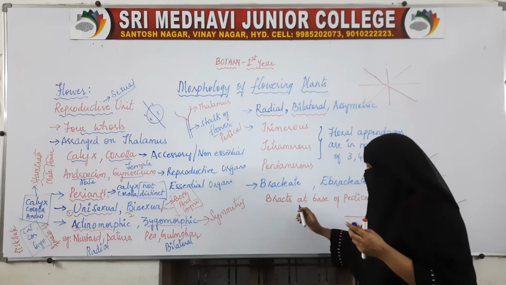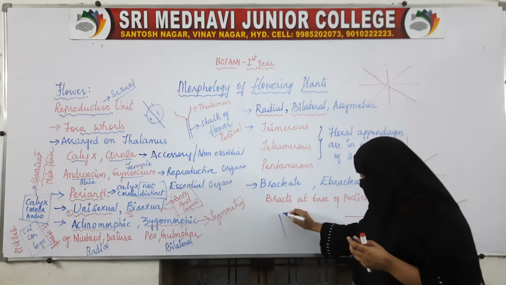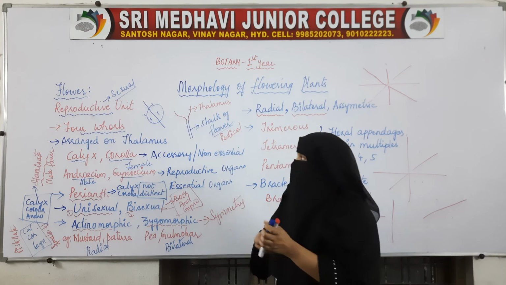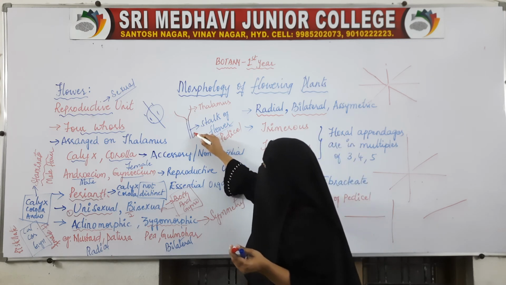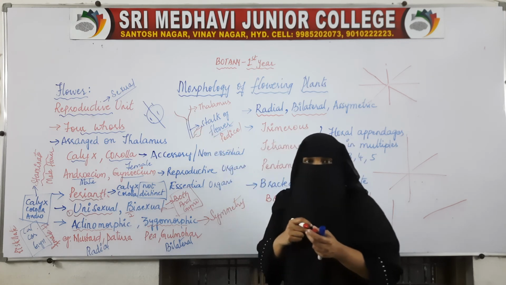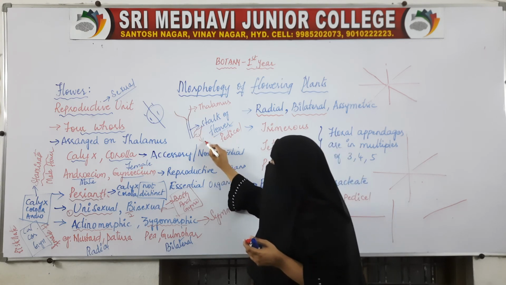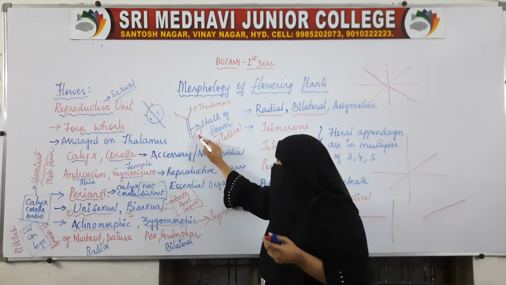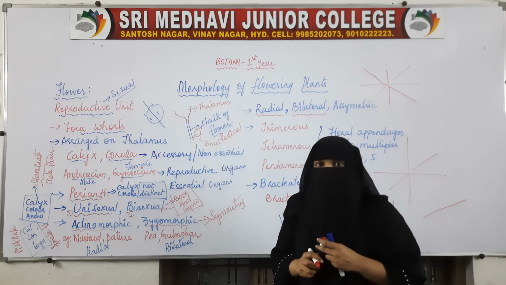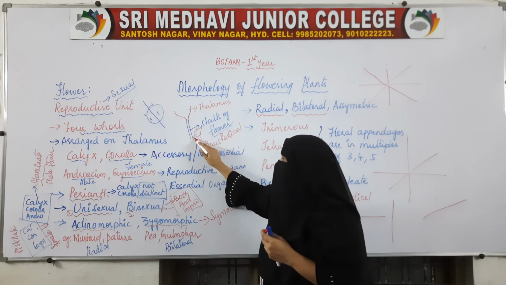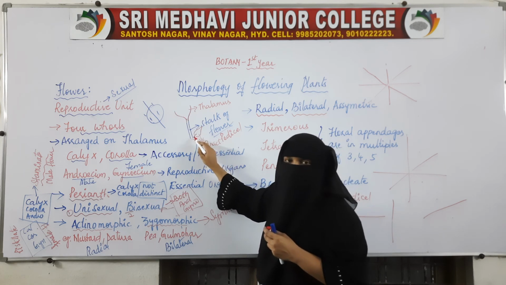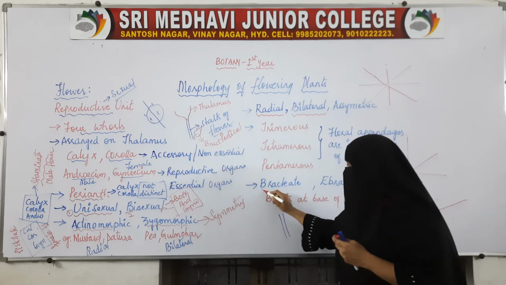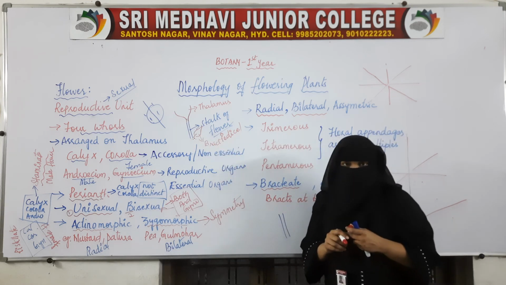At the end of the pedicel, this is the pedicel. I told you this is the pedicel. If at the base of this pedicel a leaf-like structure is present, this leaf-like structure is called a bract. The leaf-like structure present at the base of the pedicel is called a bract. If a flower has this bract, then that flower is called a bracteate flower.